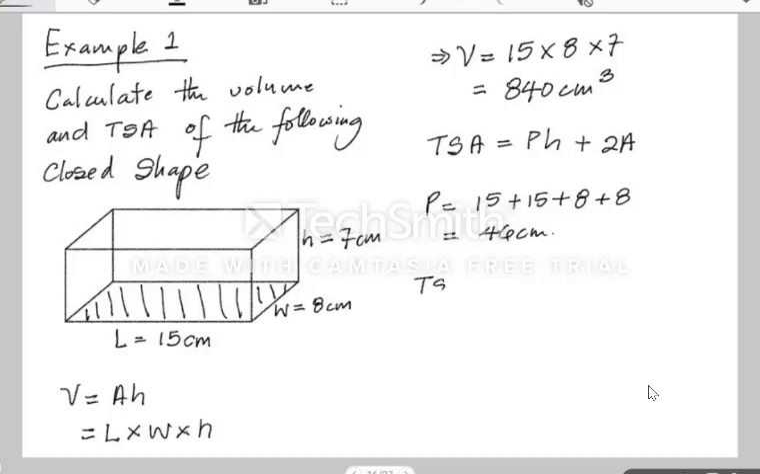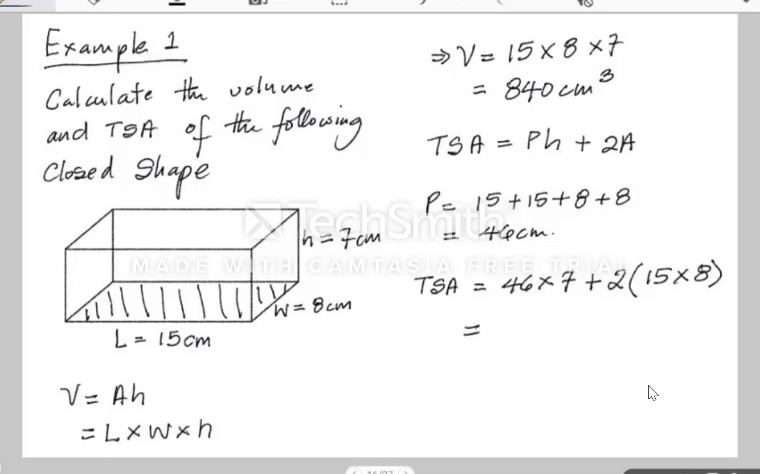Therefore, the total surface area would be equal to P, which is 46, times the height, which is 7, plus 2 times A. Now, A in this formula is the area of the uniform cross-section. The uniform cross-section is a rectangle. So the area would be 15 times 8. How do you find the area of a rectangle? It's length times width.